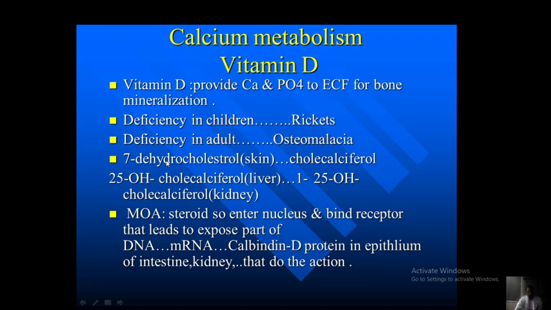What happens in our skin? In our skin we have 7-dehydrocholesterol. This is a form of cholesterol that is present in the layers of skin. When the UV rays hit this dehydrocholesterol, it forms cholecalciferol, which is vitamin D3.